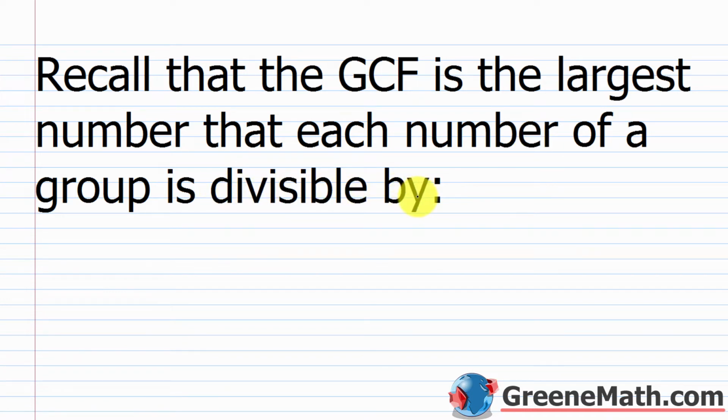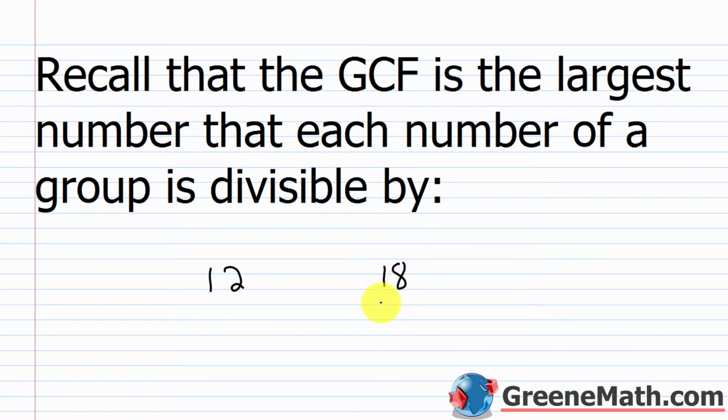So let me give you a quick example. Let's say you had two numbers, 12 and 18. And I said, what's the largest number that each number here, 12 and then 18, would be divisible by? Well, what you would do is think about the factors of each number, and then find the largest one that's common to both.